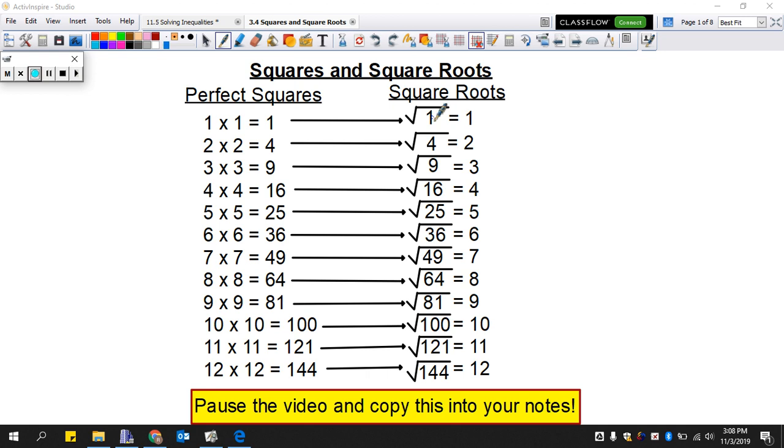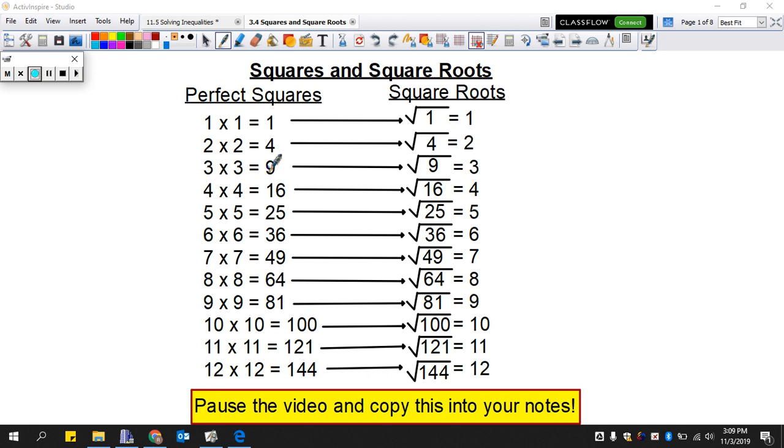So we can see here by this table that 1 is a perfect square. What do you have to multiply together to get 1? Well, obviously 1 times 1 is 1. 4 is a perfect square, so what do we have to multiply together to get 4? Well, 2 times 2. 9 is a perfect square. What do we have to multiply by itself to get that 9? 3 times 3, and so on.